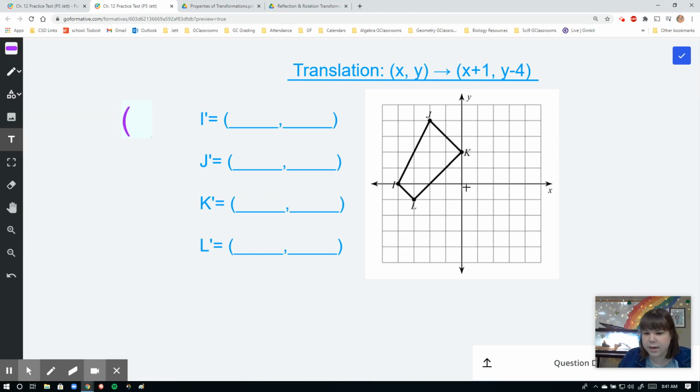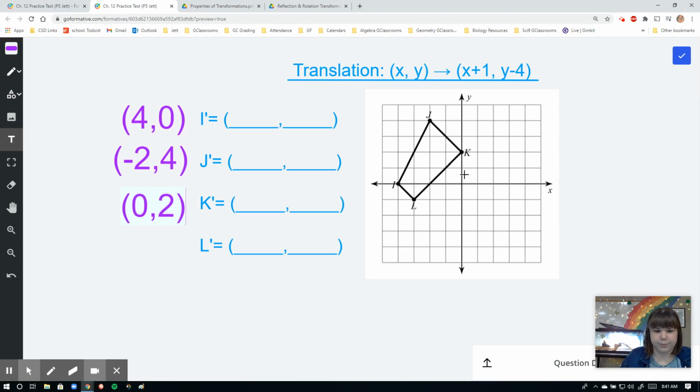Okay, so for I, it looks like we're at negative 1, 2, 3, 4. So I'm going to do 4, comma 0. For J is right over there, so negative 1, 2, and then up 1, 2, 3, 4. So negative 2, comma 4. Next one, K is at 0, and then up 2. And last one, L is at negative 1, 2, 3. And then down 1, so negative 1.